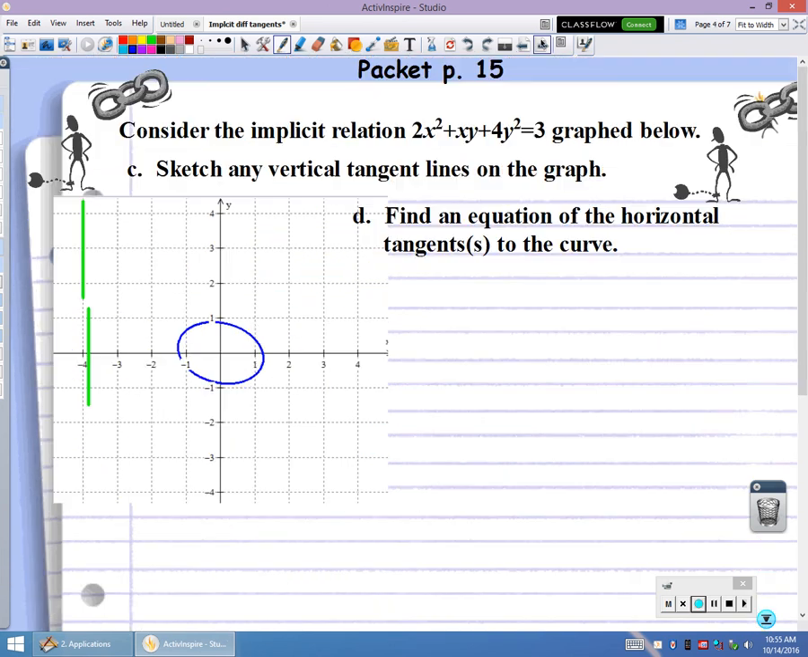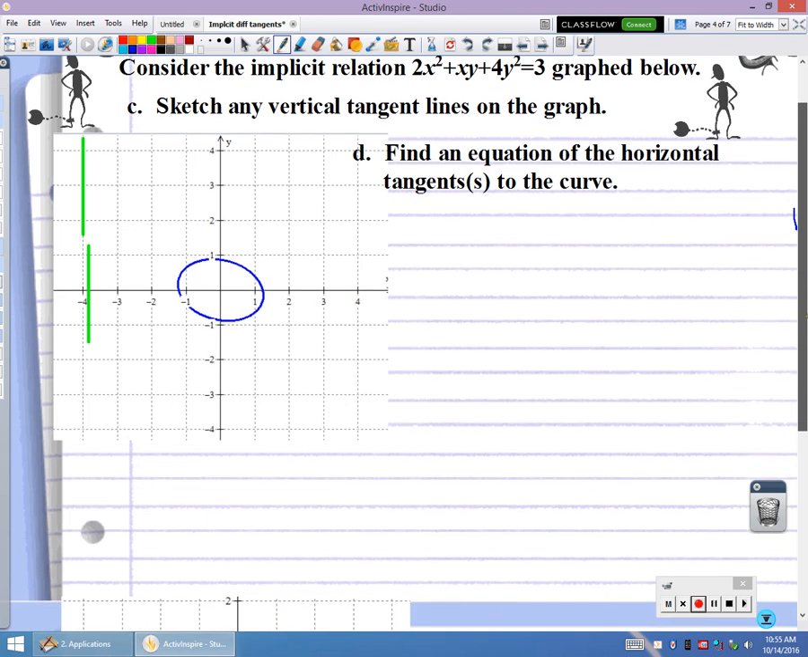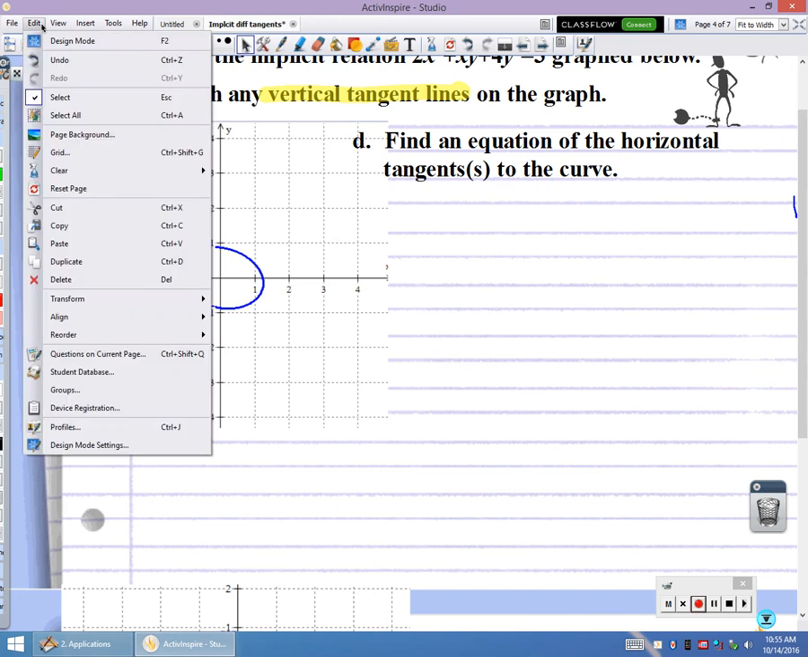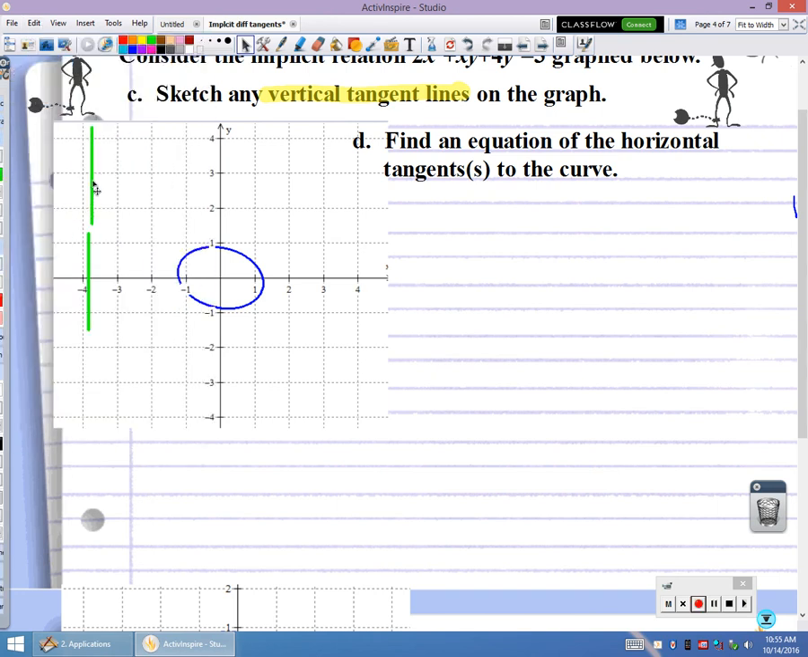All right, we're going to practice that again by taking the exact same ellipse, but this time, instead of looking for horizontal tangents, we're going to be looking for any vertical tangent lines. And we're going to do the same process. I already have my vertical lines here. So let's slide that. Oops, that's not what I wanted to do. Edit, undo. Wanted to grab my line. So there's one vertical tangent, and there's another vertical tangent.